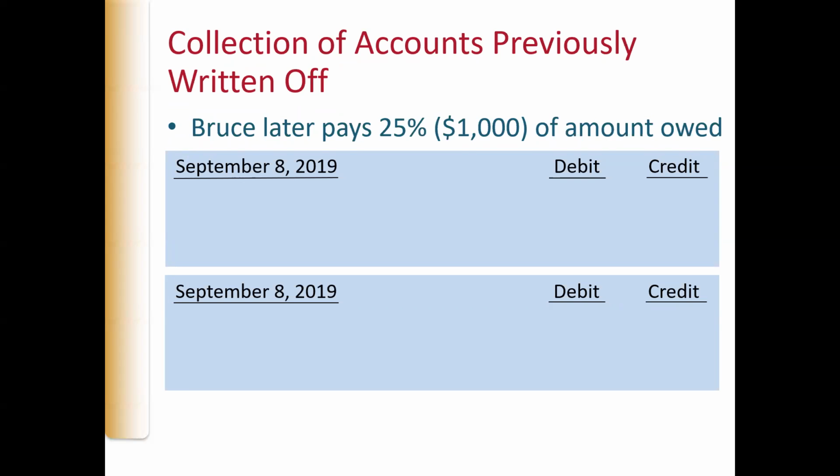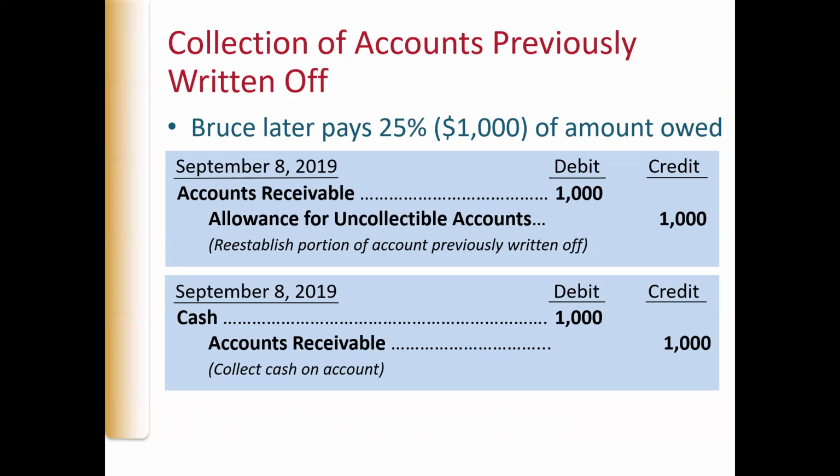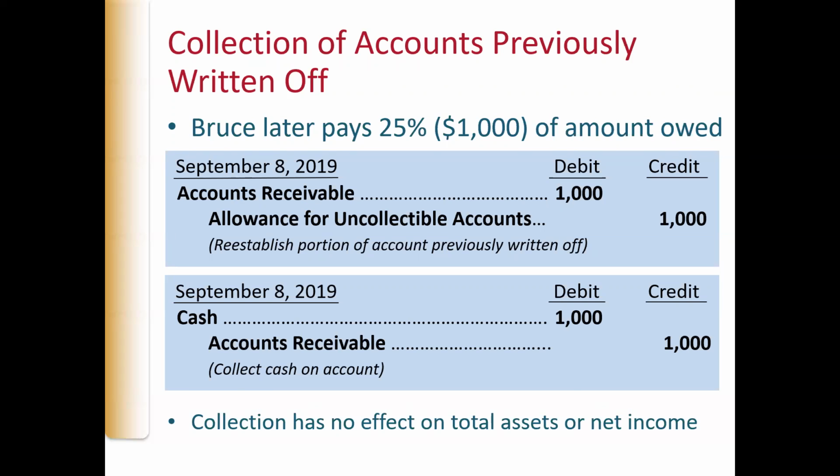So now Bruce, we wrote off his account. All of a sudden he has decided he's going to pay 25% of the amount owed. He's paying us $1,000. Guys, we already wrote off his account. So if something like this happens, we have to reinstate the $1,000 we wrote off. So we debit his accounts receivable, credit the allowance, and then we debit cash and credit his accounts receivable. That's what we do if someone later comes back and pays.